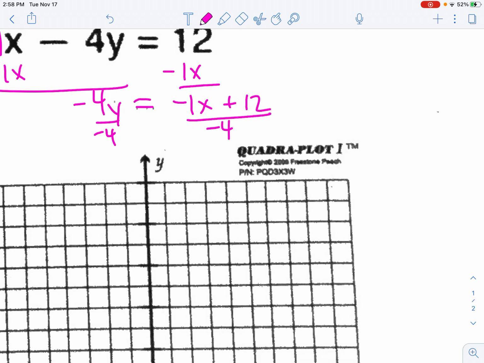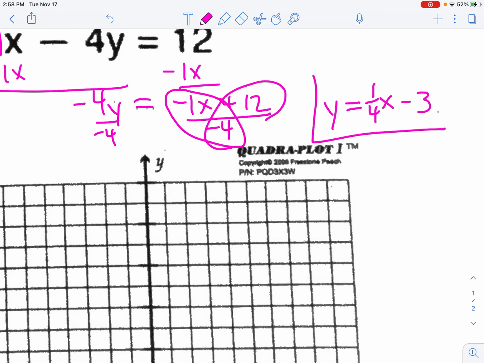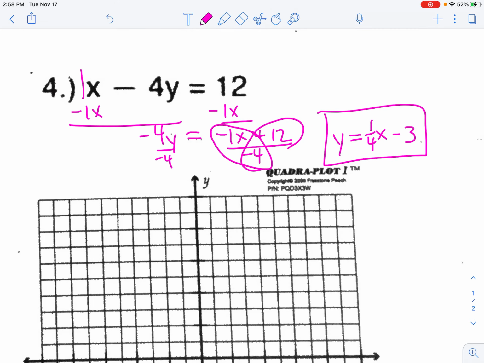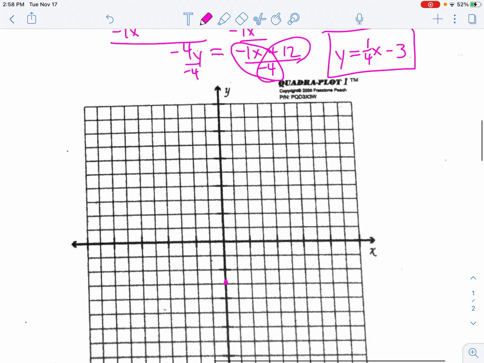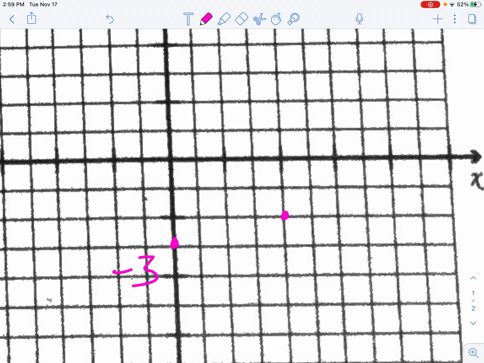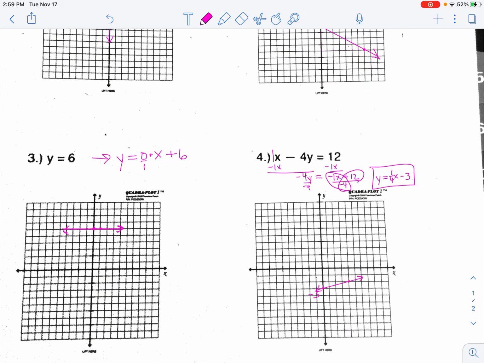So you'll end up with y is equal to, now again, it's got to go into both. And this is a negative divided by a negative, which is a positive. So that's going to be positive 1/4 x. And then over here, the 12 divided by negative 4 is going to be minus 3. So there is our equation in slope-intercept form. It's ready for graphing. We're going to start down at negative 3, and then we're going to go up 1 and to the right 4, which is right here. And then we're going to connect. So there's our line.